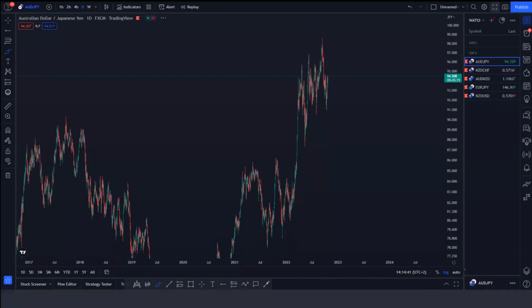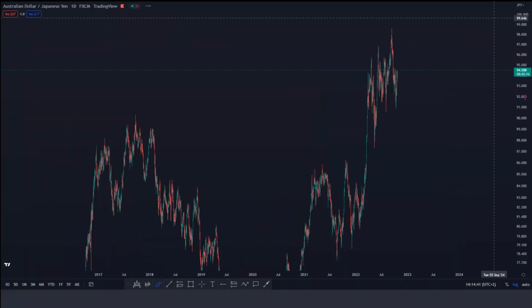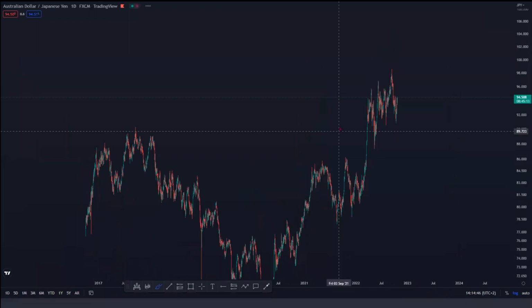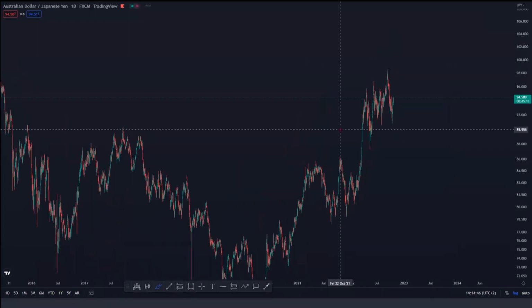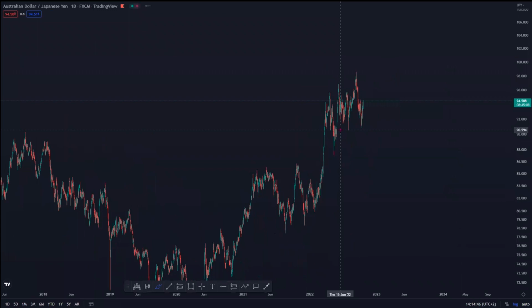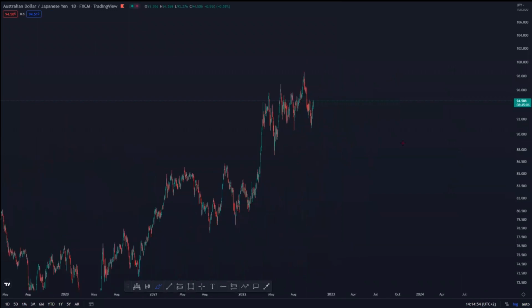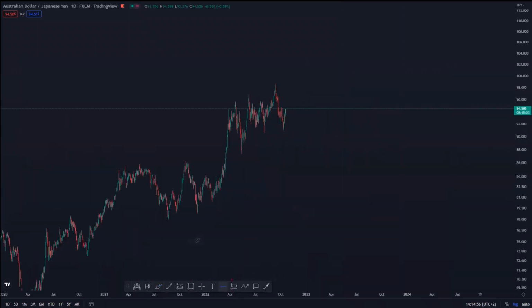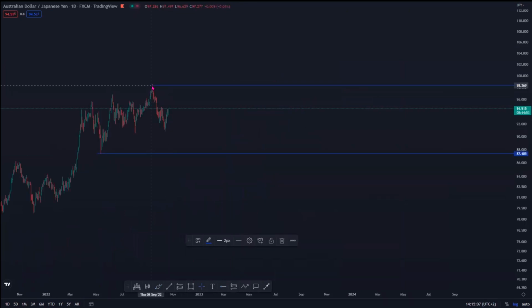So yeah, guys, we are on a daily time frame. This is our AUDJPY. On a daily time frame, you know what you have to do. You mark your highest high of the structure, and you mark your lowest low, which is this one. So let me just rectify mistakes.